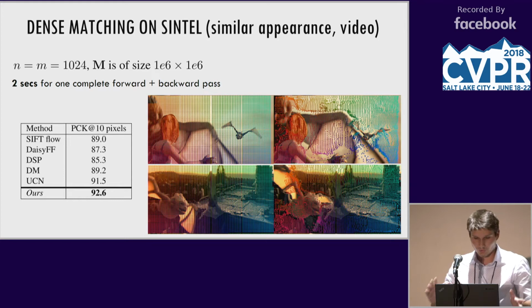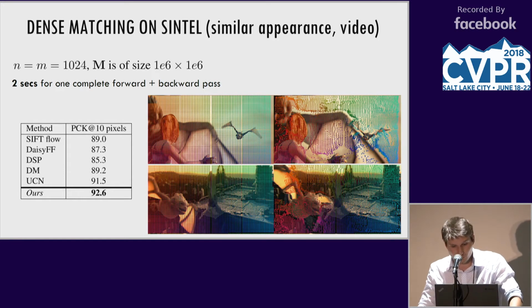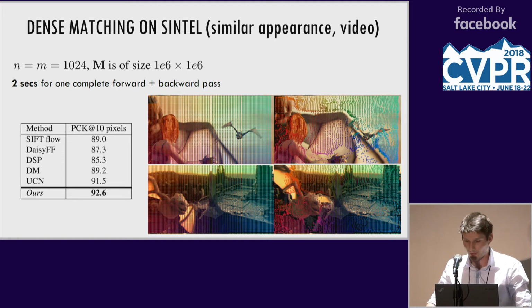To test our network, we first learned on Scintilla, a challenging video dataset with dense geometric correspondences. Our tests show that even for large graphs with about 1,000 nodes each, our method takes 2 seconds to complete a forward plus backward pass during training. If the matrix M were not factorized, we would have to work with matrices of size 1 million by 1 million, which is clearly prohibitive.